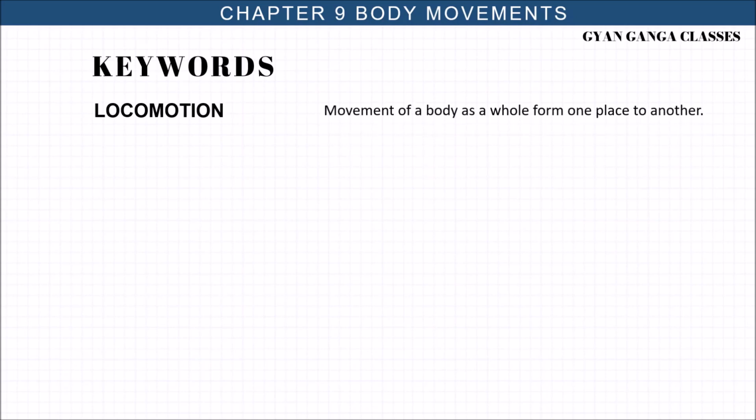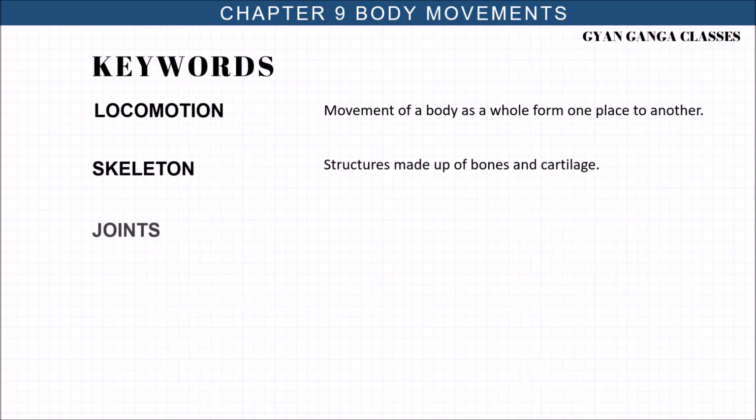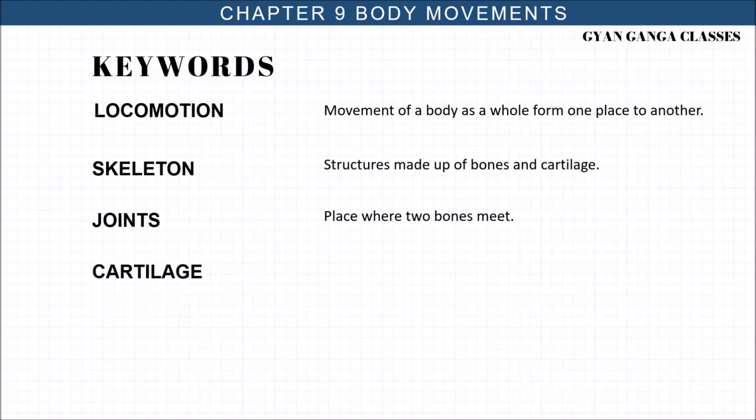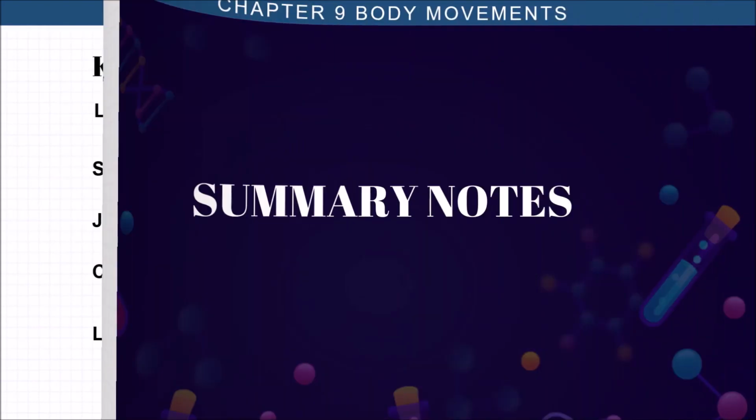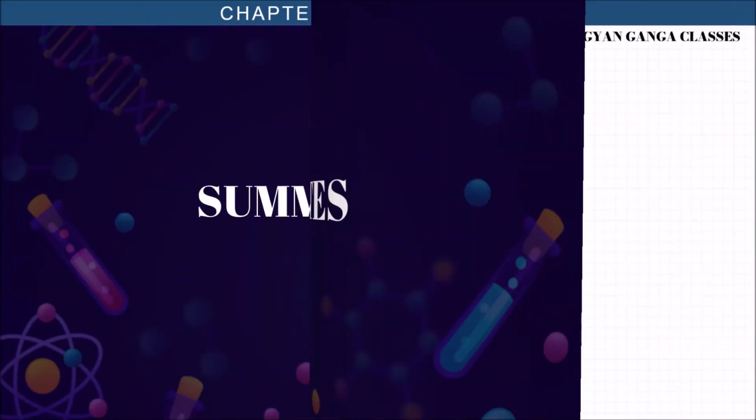Locomotion. What is locomotion? The movement of a body as a whole from one place to another is locomotion. Skeleton, structure made up of bone and cartilage. Joints, the place where two bones meet. Cartilage, strong flexible tissues that cushion the bone at joints. Ligament, the tissues that join bones together.